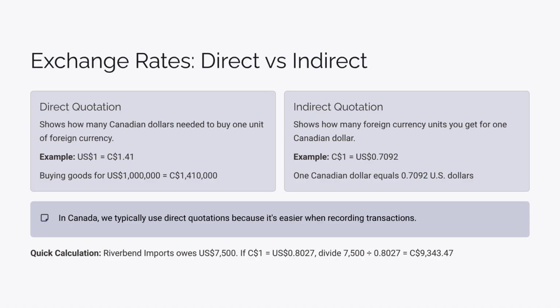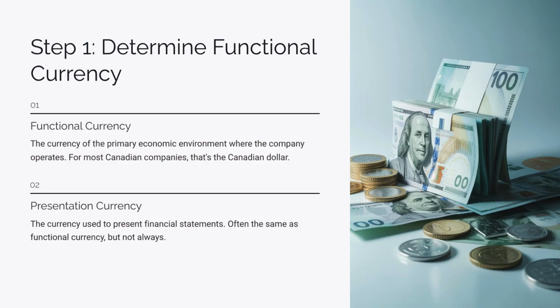So now that you know how to interpret exchange rates, the next step is figuring out which currency you actually operate in. Under IAS 21, the first step is to figure out the company's functional currency, the currency of the primary economic environment where it operates. For most Canadian companies, that's the Canadian dollar. The currency you present your financial statements in is called your presentation currency, which is often the same, but not always. For example, a Canadian subsidiary of a US parent might have CAD as its functional currency, but present its results in USD to align with the parent company.